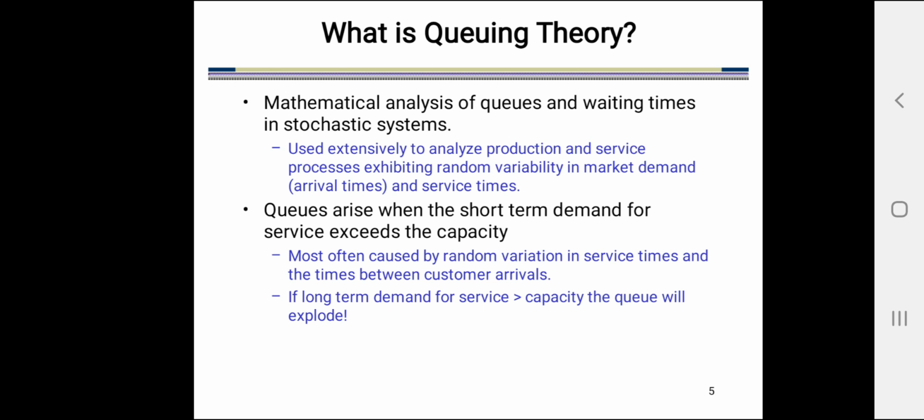It is the mathematical analysis of queues and waiting time in stochastic systems. It is used extensively to analyze production and service processes exhibiting random variability in market demand and service times. Queues arise when the short-term demand for service exceeds the capacity, most often caused by random variations in service time and the time between customer arrivals. If the long-term demand for service exceeds the capacity, the queue will explode.